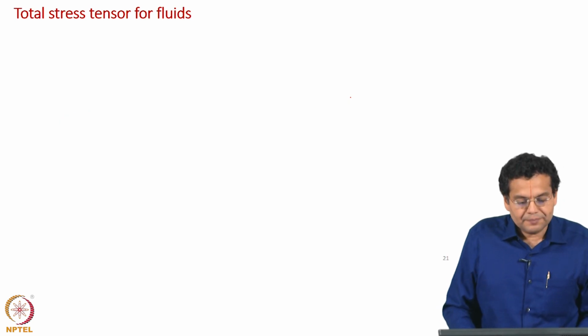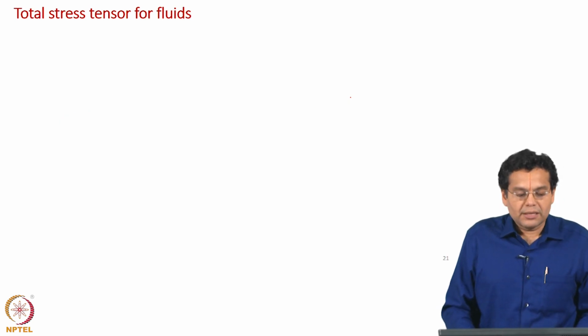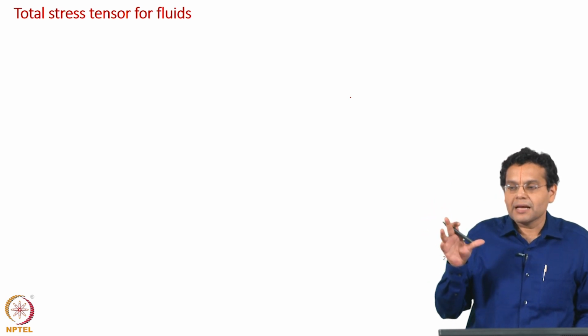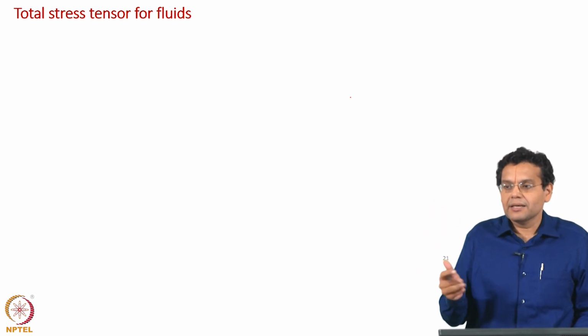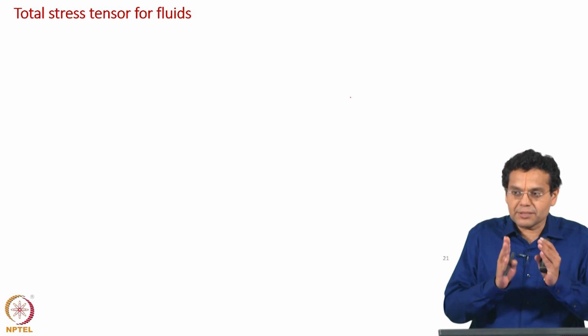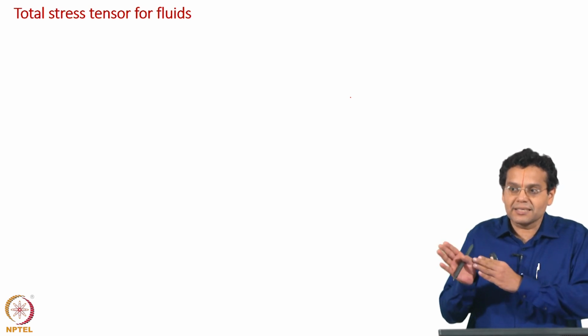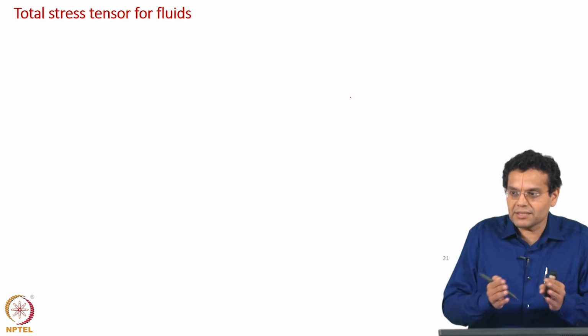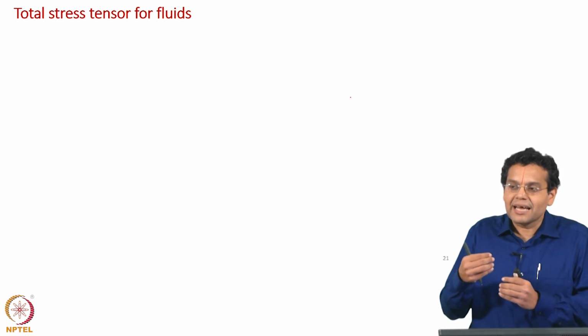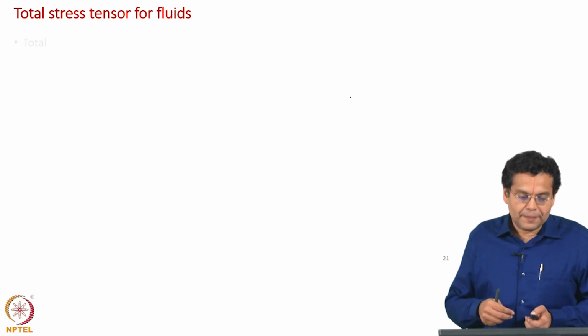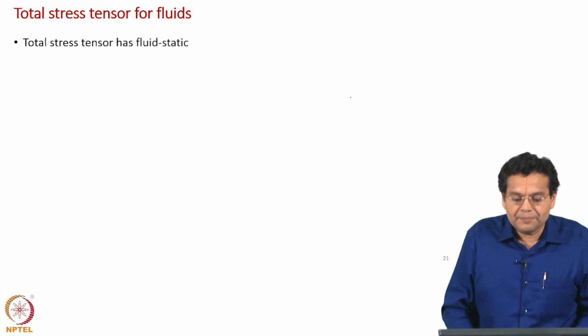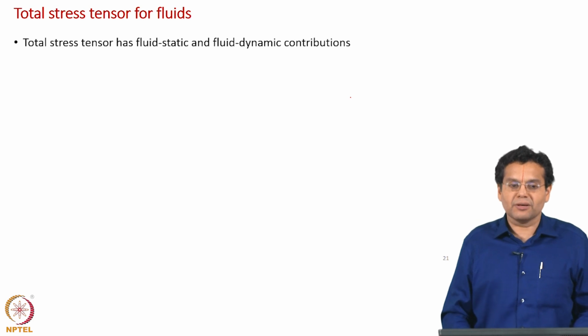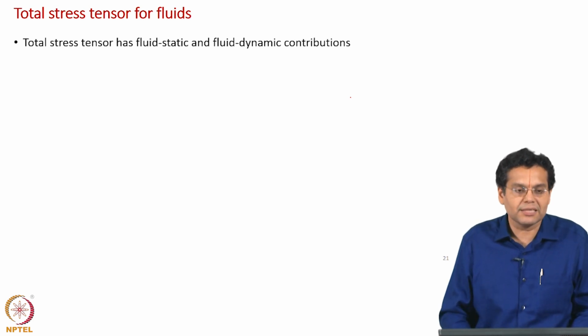Okay, now we are in a position to express total stress tensor for fluids. We have first introduced total stress tensor, and I just made a statement that a fluid under static condition has some stress, when it is flowing it has some additional stress. Fluid under static condition, whatever stress it has is what we have discussed now, we have to just add the additional stress. Total stress tensor has fluid static and fluid dynamic contributions. Now you are in a better position to understand this statement.